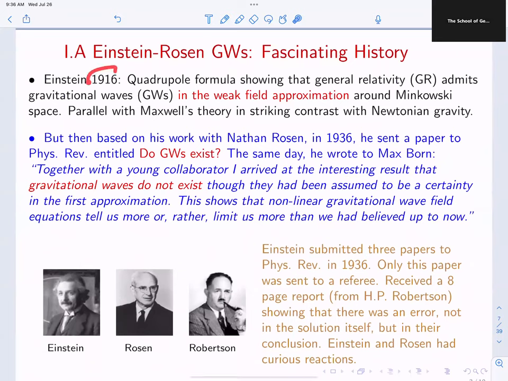In 1916, as I mentioned, Einstein actually had the quadrupole moment formula, showing that general relativity admits gravitational waves in the weak field approximation, because he only considered the linearized Einstein's equation. There is a complete parallel to Maxwell theory, but in striking contrast with Newtonian gravity. In Newtonian gravity, there are no waves, but in Maxwell theory, there are, and the linearized gravity analysis showed it was similar to Maxwell theory rather than to Newtonian gravity.